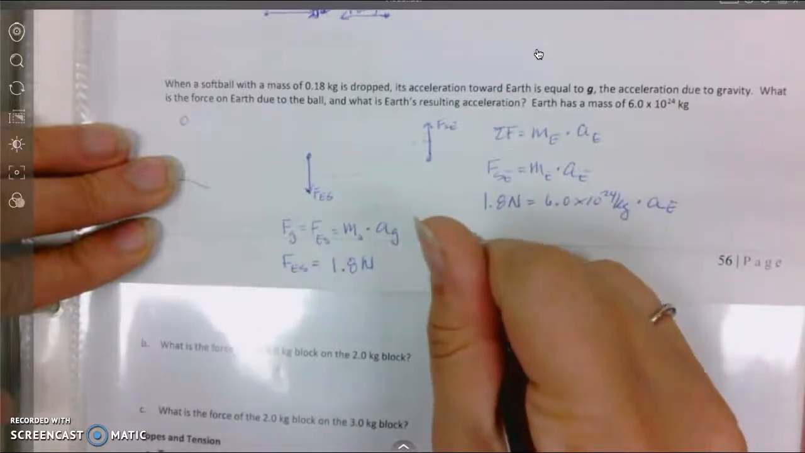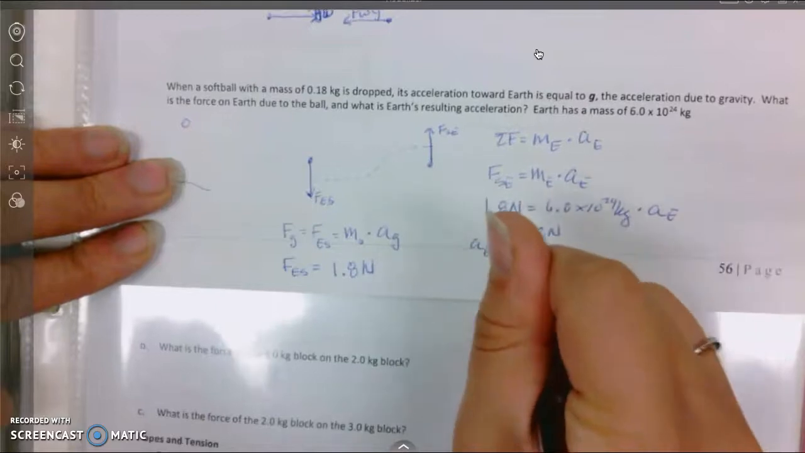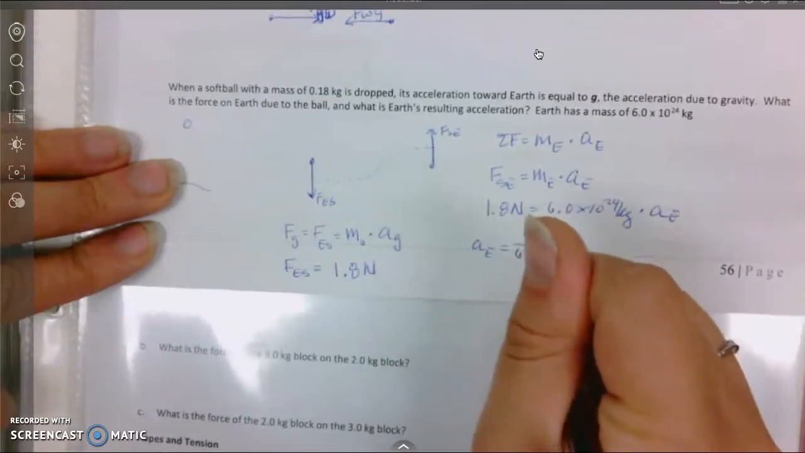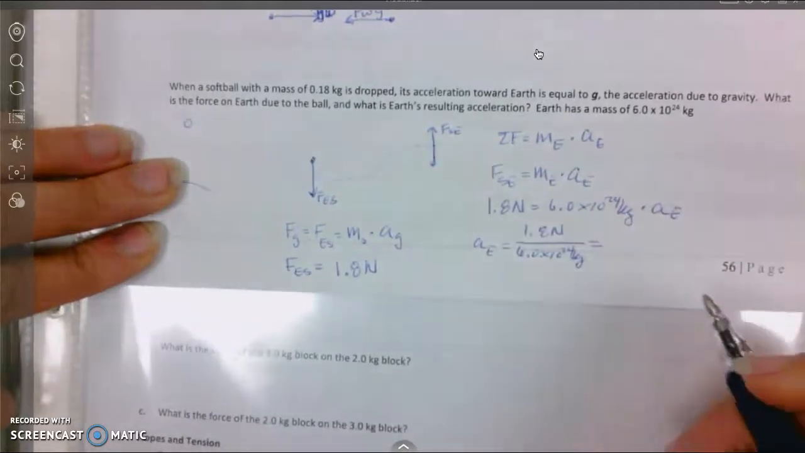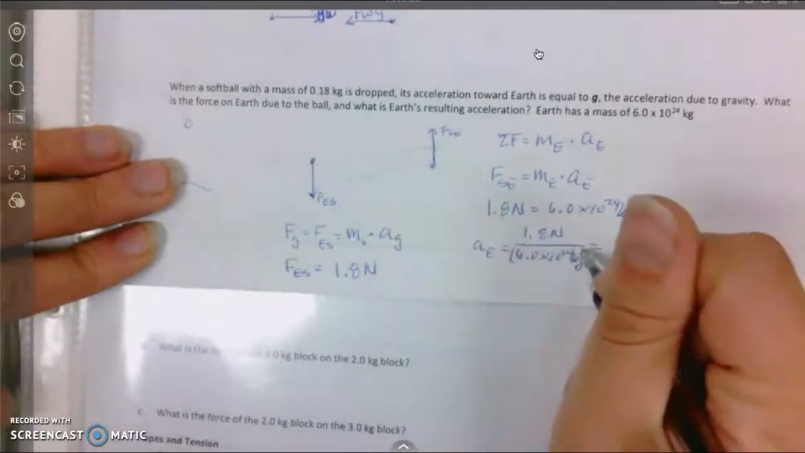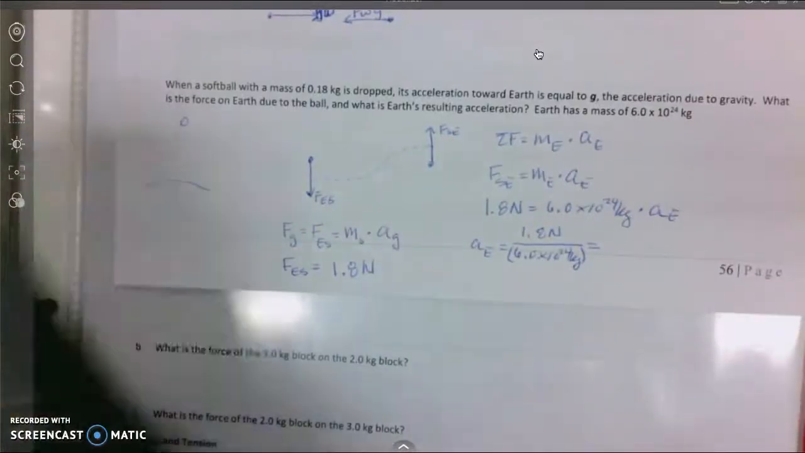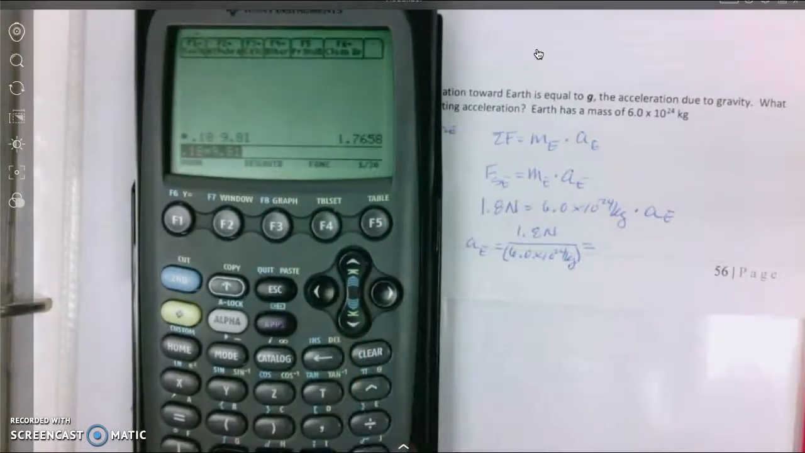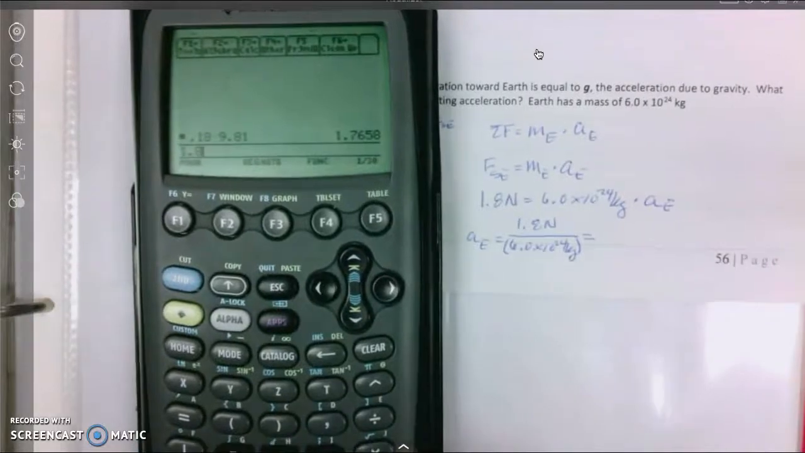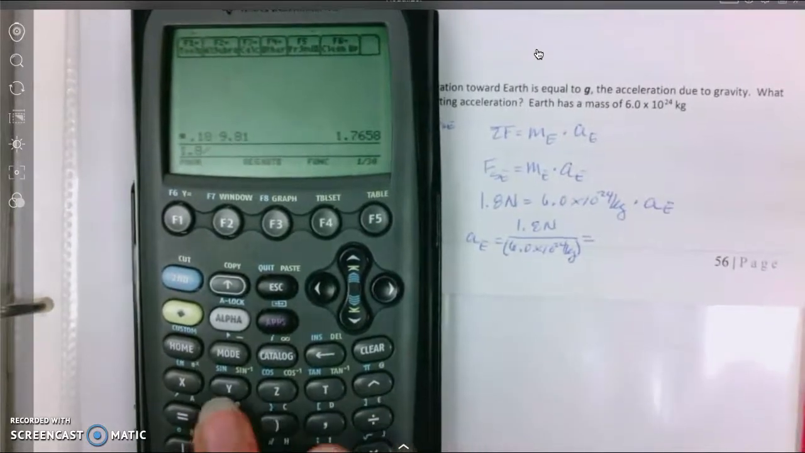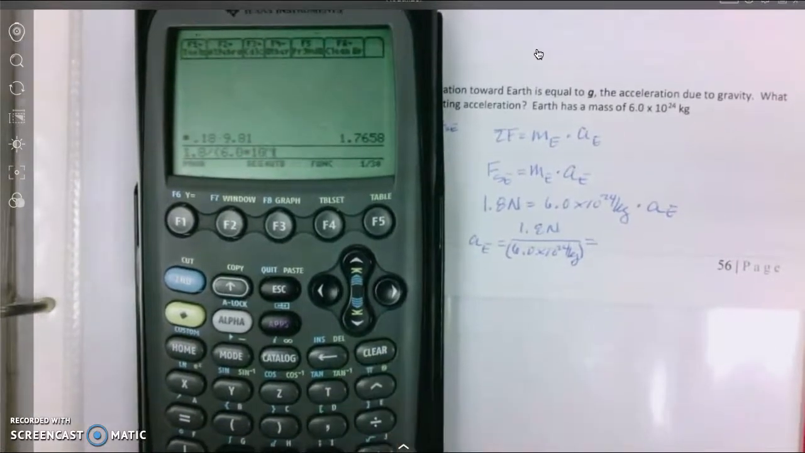We're saying that the acceleration of the Earth is equal to 1.8 newtons divided by 6.0 times 10 to the 24 kilograms. Okay. When you plug this in your calculator, make sure you're putting that in parentheses or your calculator won't read that the right way. So I'm going to take 1.8 and I'm going to divide that, put it in parentheses, 6.0 times 10 to the 24th.